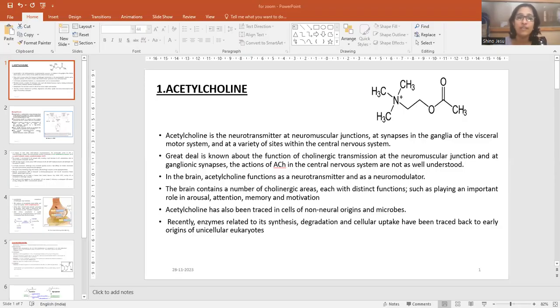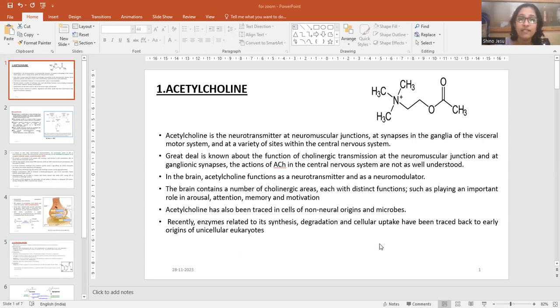So acetylcholine is a neurotransmitter at the neuromuscular junction, at synapses in the ganglia of the visceral motor system, and at a variety of sites within the central nervous system. A great deal is known about the function of cholinergic transmission at the neuromuscular junction and at the ganglion synapses. The actions in the central nervous system are still being followed but are not well understood. In the brain, acetylcholine functions as a neurotransmitter as well as a neuromodulator.